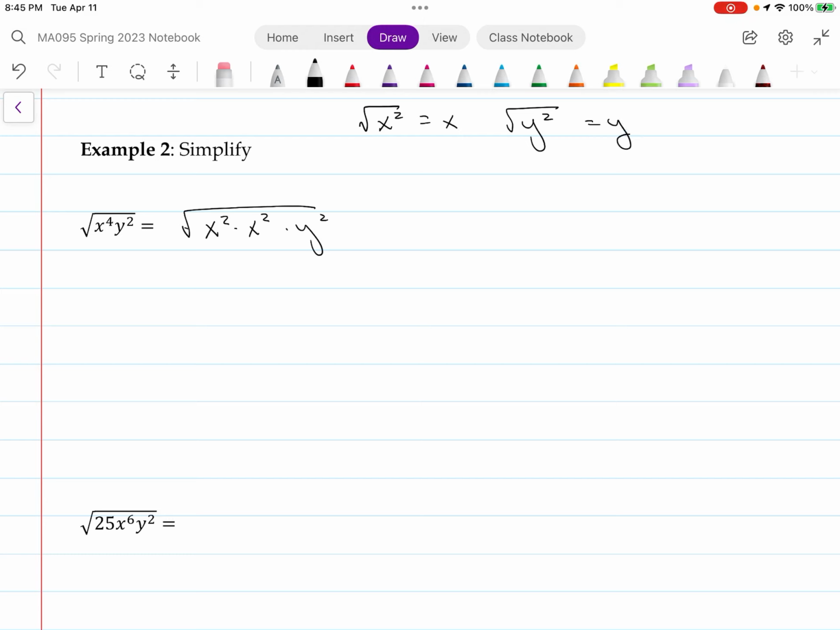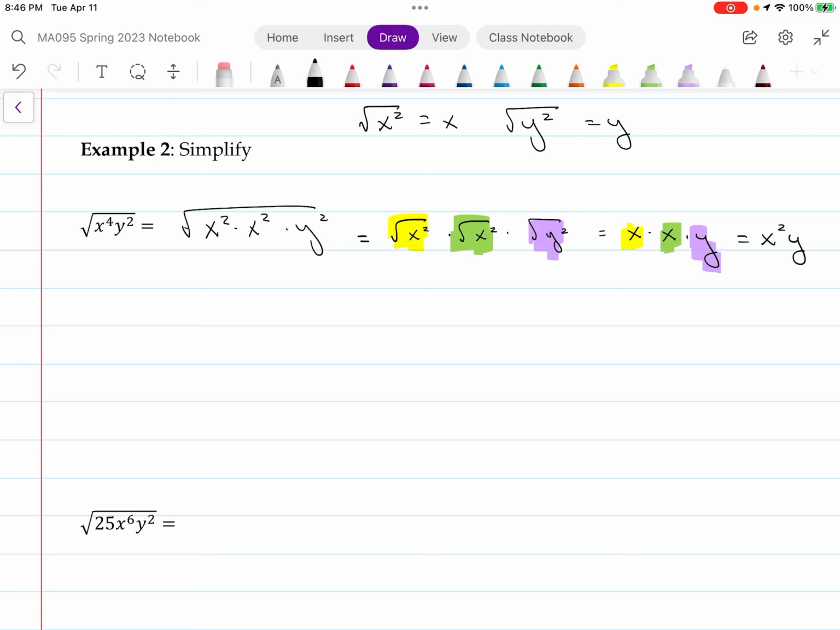Okay, so now if I took the square root of x squared times the square root of x squared times the square root of y squared, I would get x times y. This is this one. This is this one. And this is this one. So x times x is x squared, and I get x squared y.